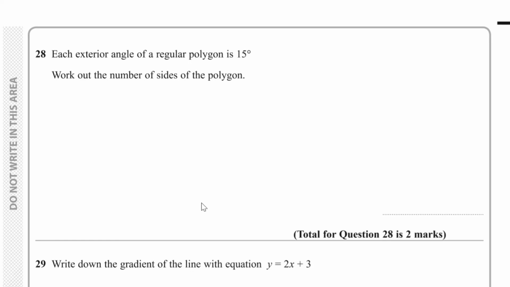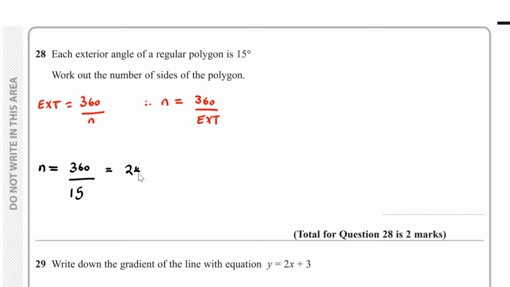Question 28. Each exterior angle of a regular polygon is 15 degrees, and we have to work out the number of sides of the polygon. Well, the exterior angle, let's just write this down, is equal to 360 divided by the number of sides. So therefore, the number of sides is equal to 360 divided by the exterior angle. So the number of sides is equal to 360 divided by 15, which is 24. So therefore we've got 24 sides.